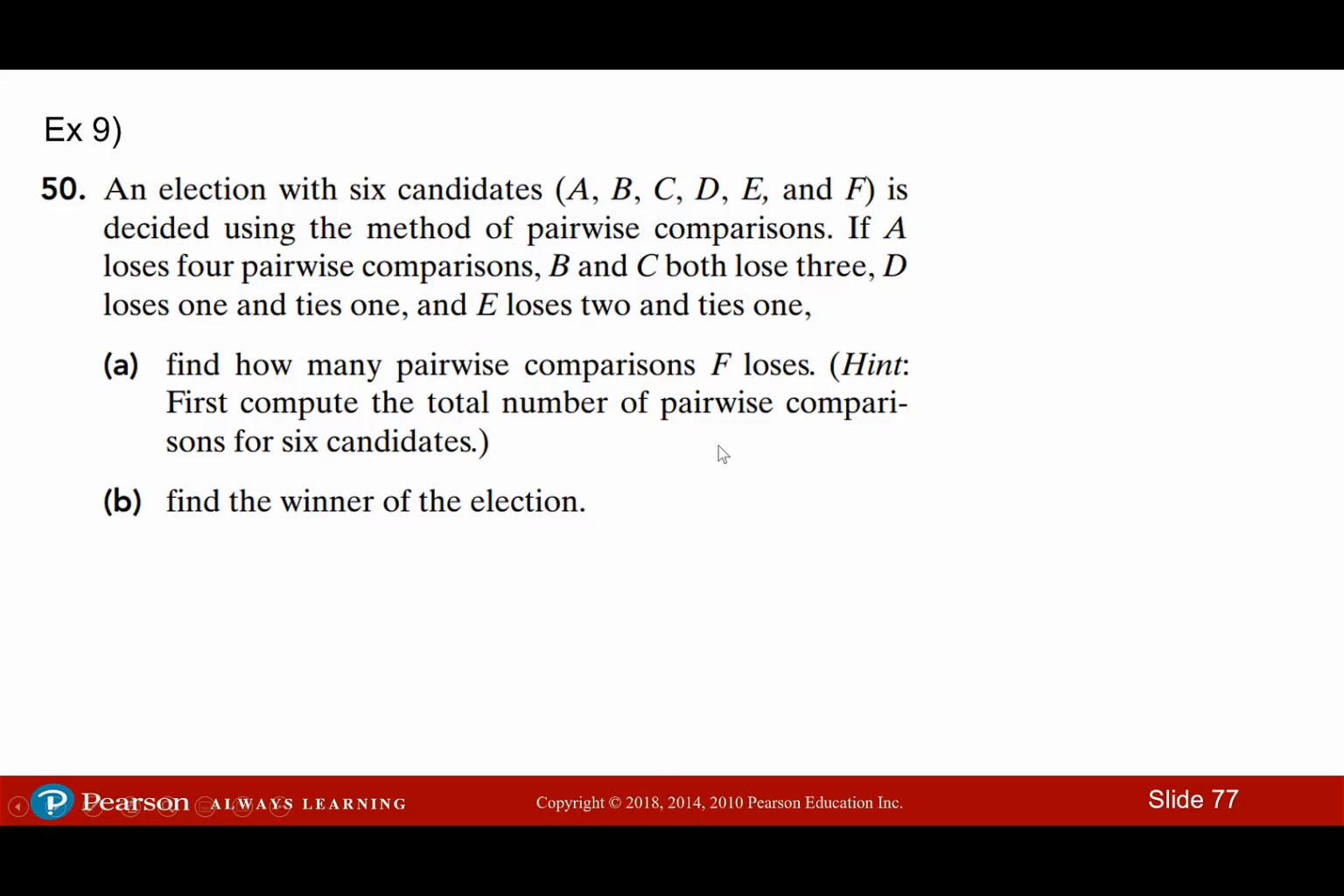And then think about losses, right? And then think about winners here. So pause the video if you like. If you want to think about how you would solve this problem, go for it.